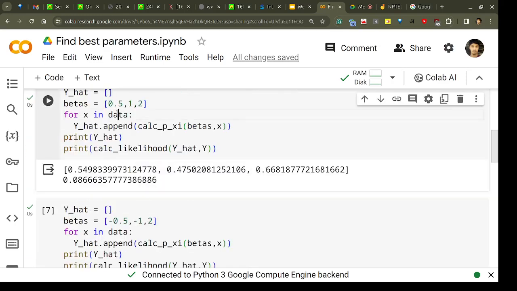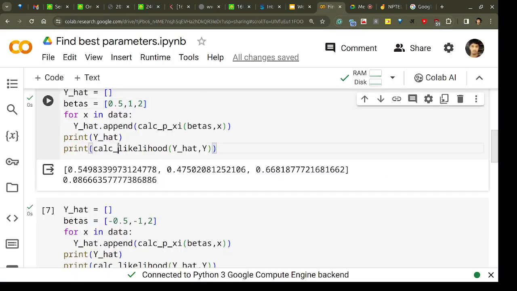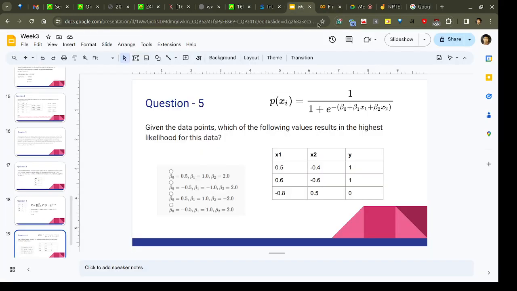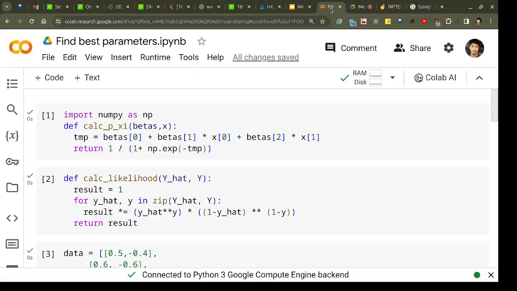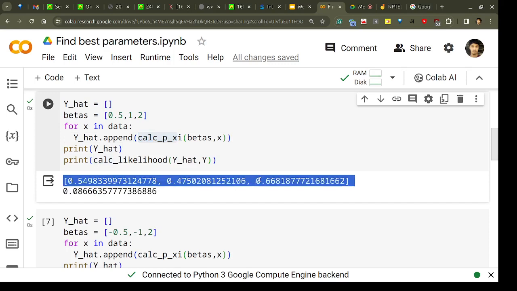Beta value in the first option, what is given? 0.512, that is what we have written here. We are passing it through calc pxi, which will calculate this equation. So when you have beta value of 0.512 and we calculate the p value, these are the p values. For the first point it is 0.55, 0.47 and then 0.66. So these are the p values when we have beta values of 0.512.